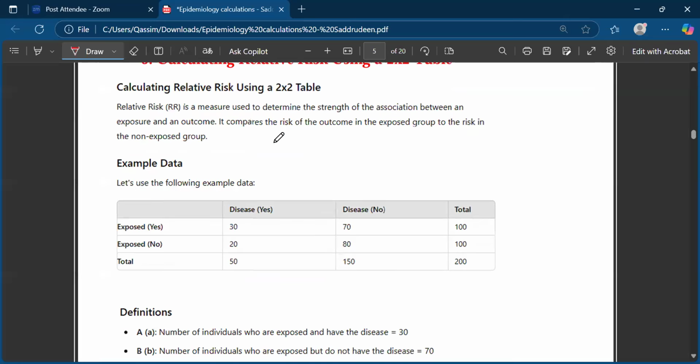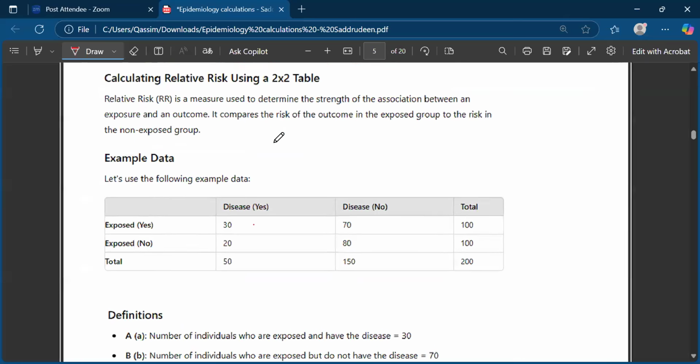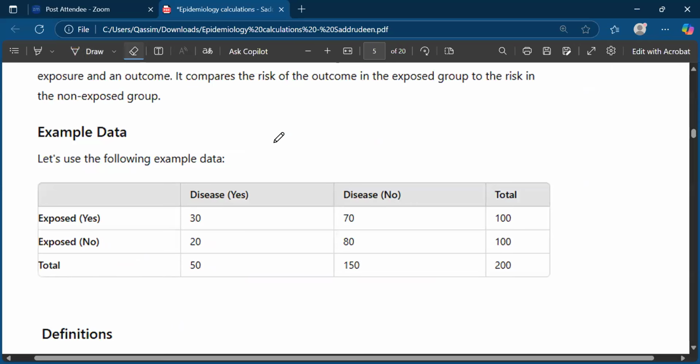So for example, you're told here in this box, we have 30 individuals who have had maybe lung cancer and they've been exposed to smoking. And here we have 70 individuals, just an example, who have no disease. You see, the disease says no. They have no disease, but they have been exposed. Maybe they have smoked and have not gotten lung cancer. And in total, we have maybe 100.